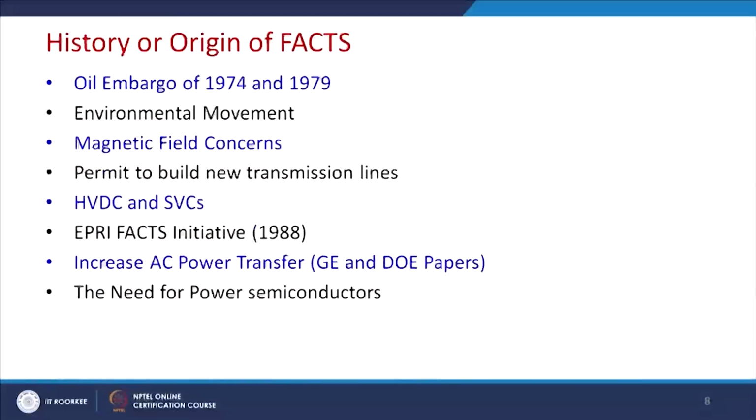Now, let us go back to a little history of FACTS devices. There was an oil embargo from 1973 to 1979. Due to the huge spikes in the price of oil, putting up an extra power plant became costly. For this reason, people thought of a solution where, instead of putting up an extra power plant, power can be transmitted over a long distance from one point to another. There is also the environmental movement: setting up power plants, mostly based on fossil fuel, has a great impact on the environment.